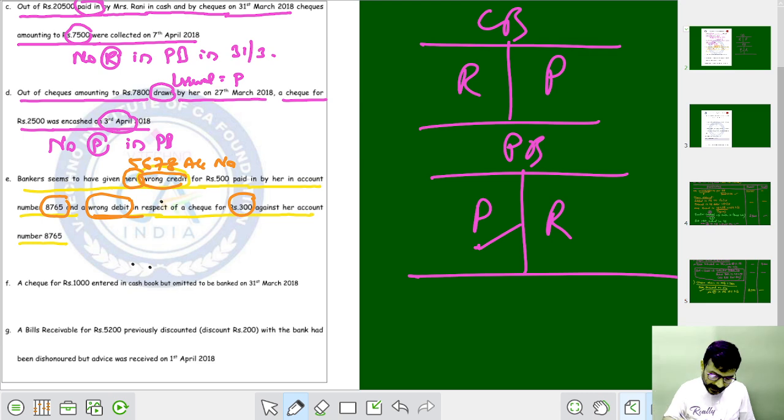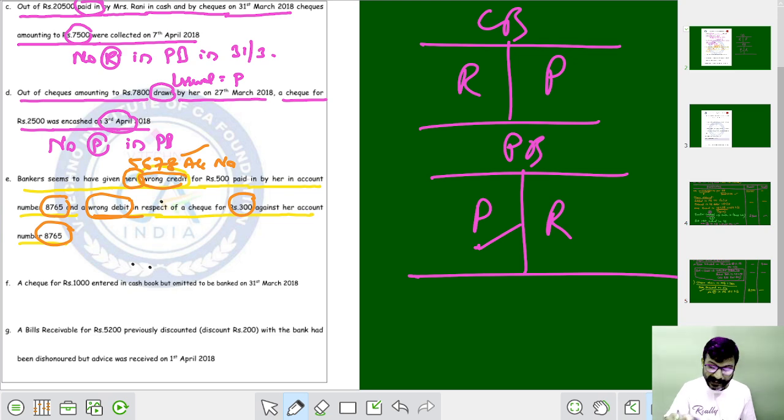300. Where should it have been given? It should have been given in 8765, but where did they give it? They have given it in our 5678. So when they have given a wrong debit, here we have to take it on the credit side. I hope you got it. Again I tell you, actually the debit and credit were supposed to be given in account number 8765, but they have given it here, meaning this particular account.